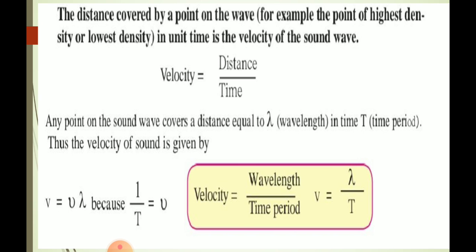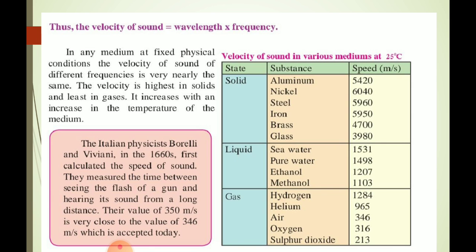So velocity is equal to lambda upon t, or velocity is equal to nu into lambda. That formula you have to understand. So velocity of the sound is equal to wavelength into frequency. What wavelength and what frequency? It differs according to the substance. Why does it differ according to the substance? As we have said, velocity of the sound changes in different substances, as in solid, then gas, and then water, because of the molecules present in them.